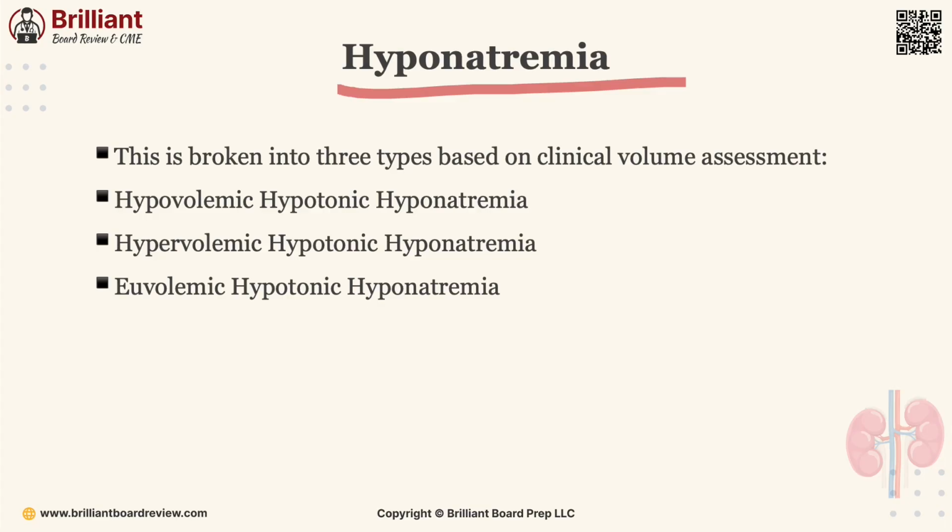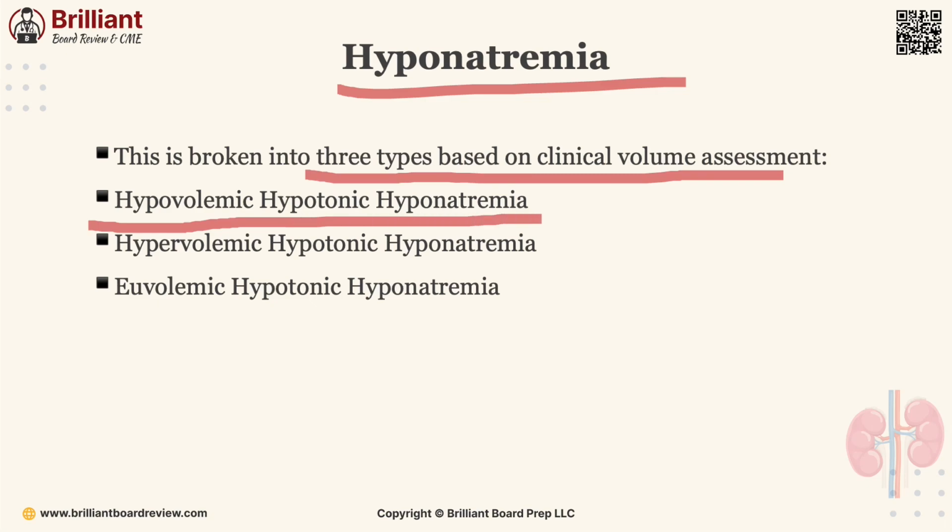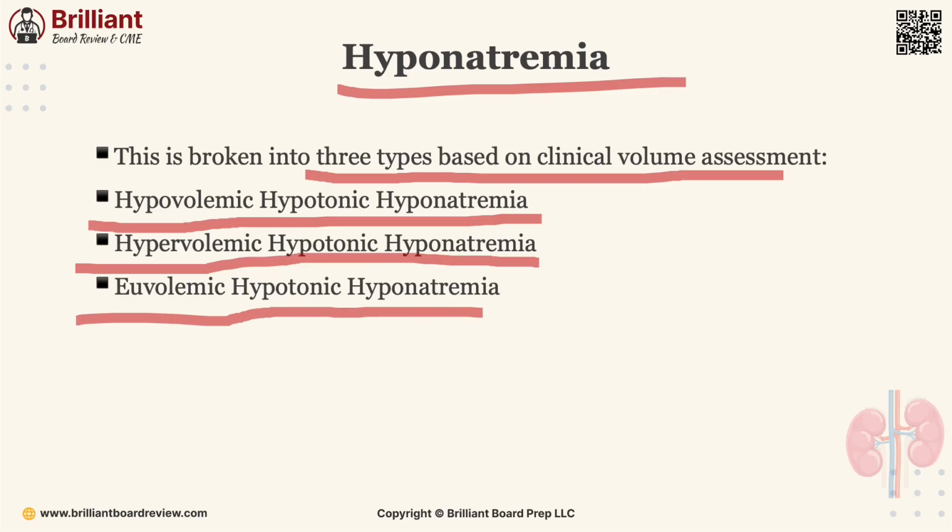Hyponatremia can be broken down into 3 types based on clinical volume assessment. Hypovolemic, hypotonic hyponatremia. Euvolemic, hypotonic hyponatremia. And we'll discuss each one of these. So the volume status is going to be low, normal, or have more volume than they should based off of assessment. And this is the hard part, getting this assessment correct.